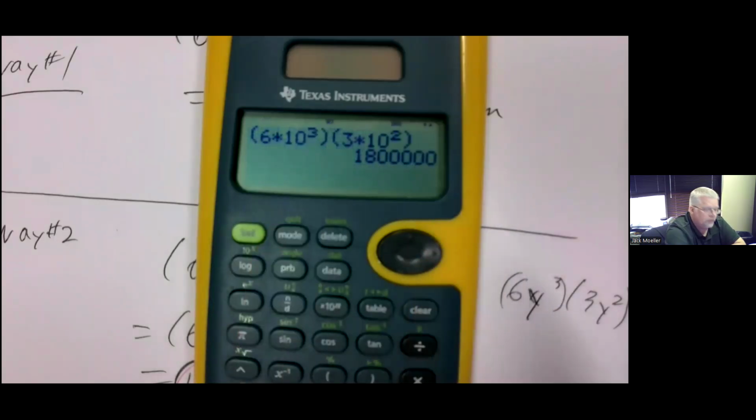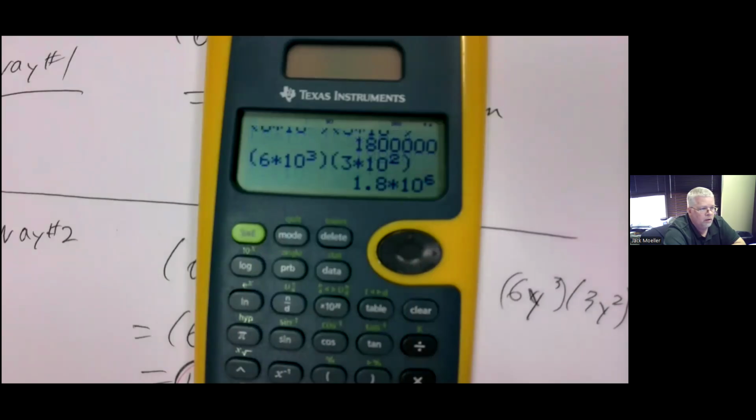Now I still have that answer in there, so let me just hit enter. And so notice that it gives me the answer in scientific notation. Or if I had just typed it in from the beginning this way, but in scientific mode, it would go straight to scientific notation.